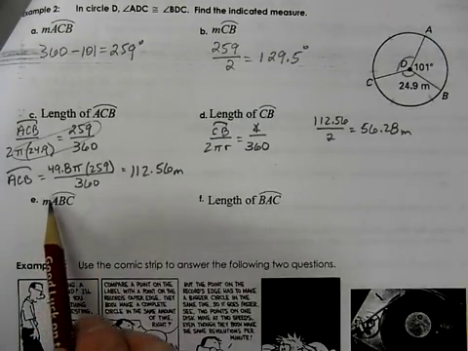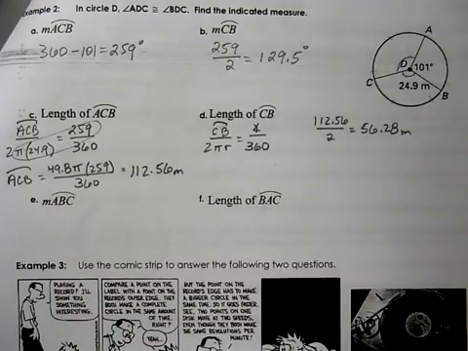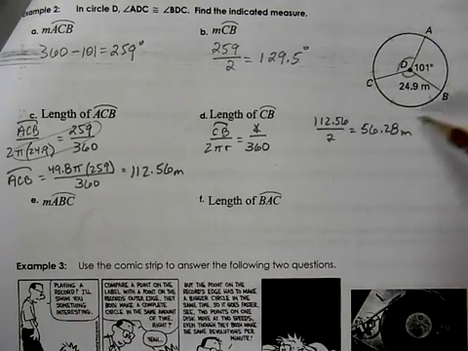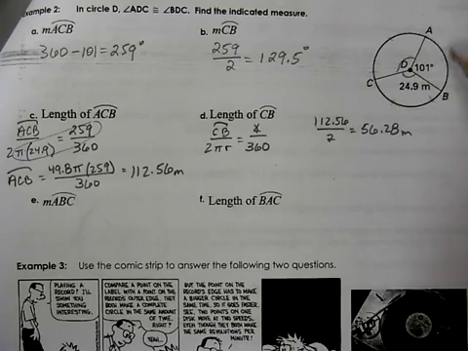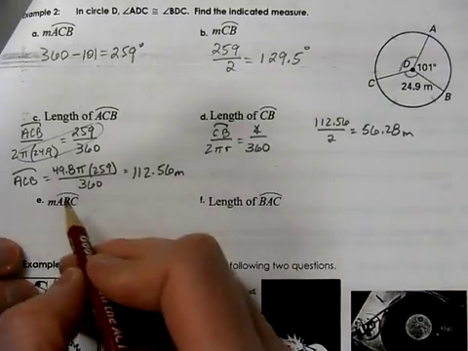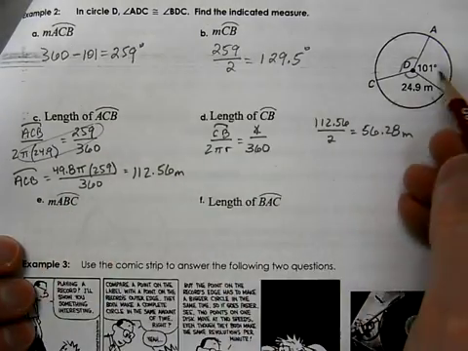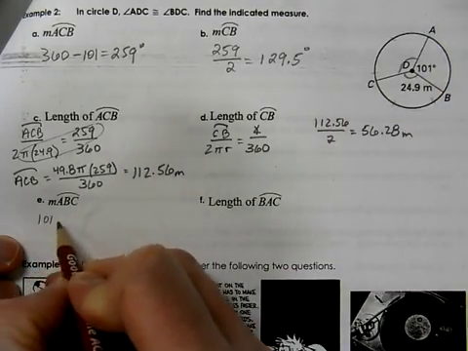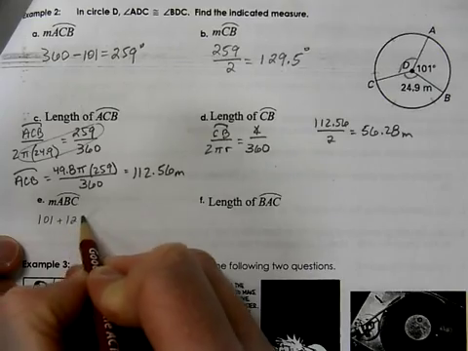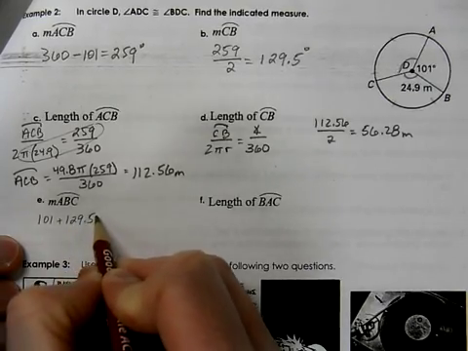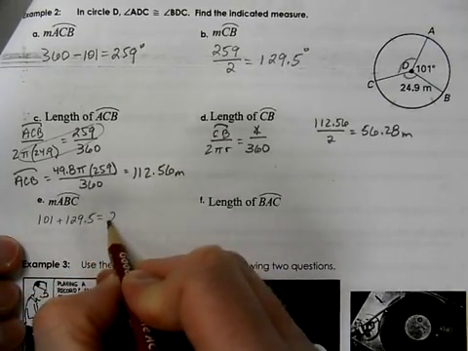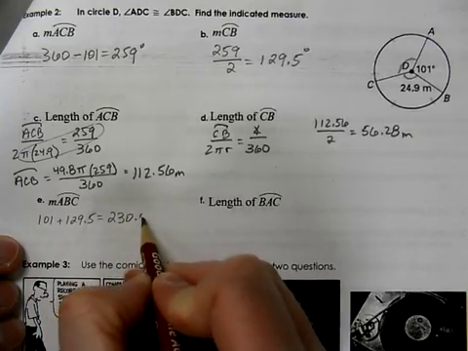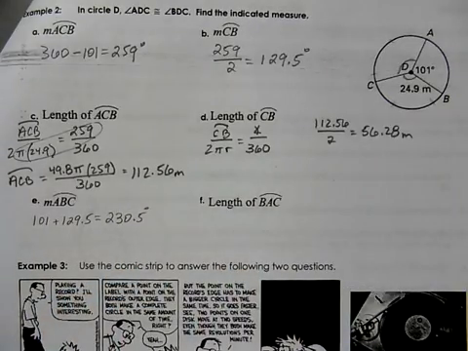Now we're looking for the measurement of arc ABC. A to B to C. Well, that full arc is 101 plus the 129.5. That's going to give me 230.5 degrees.